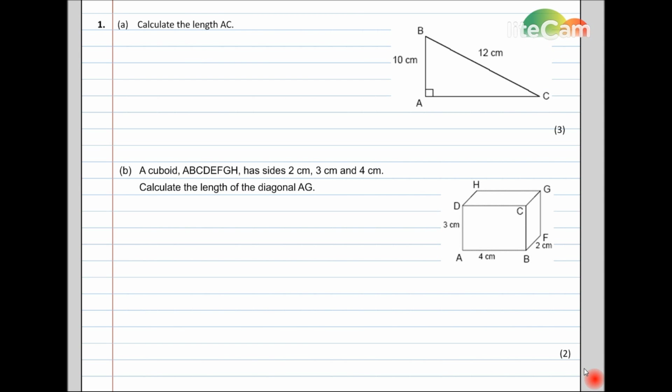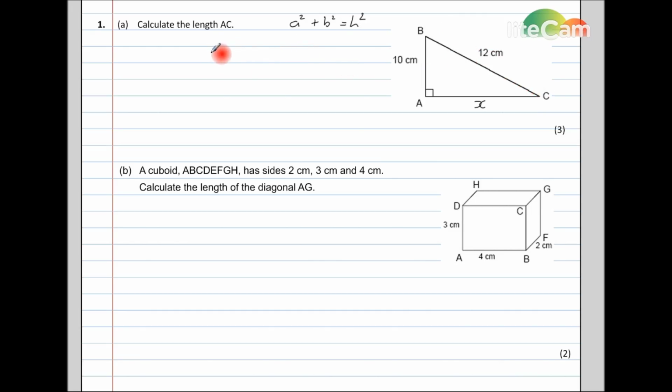Question 1, part A. Calculate the length of AC. Okay, so we've got a triangle here. AC is going to be the length along the bottom here, so we'll call that X. There's no angles given in this triangle, and we know two sides, and we want to find a third side. So for this we should be using Pythagoras. Okay, and Pythagoras says that a squared plus b squared equals h squared, where h stands for the hypotenuse, which is this long side here.